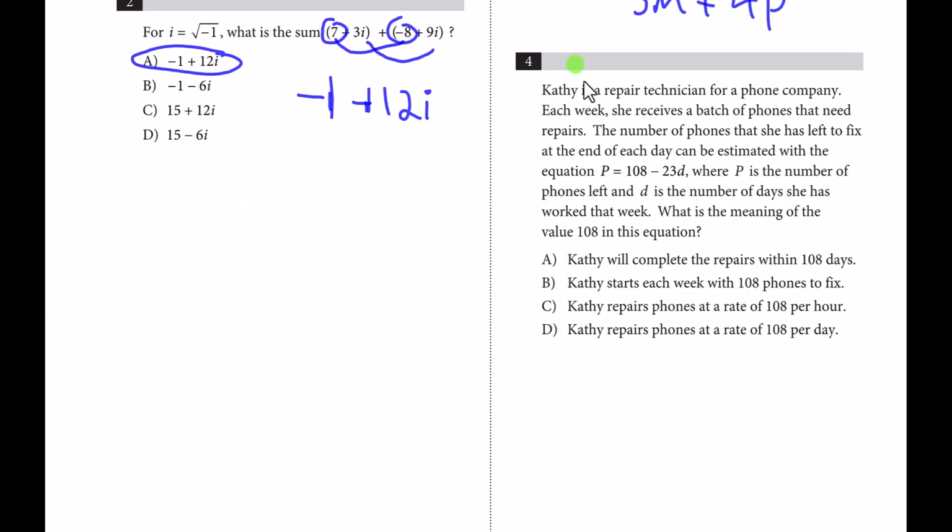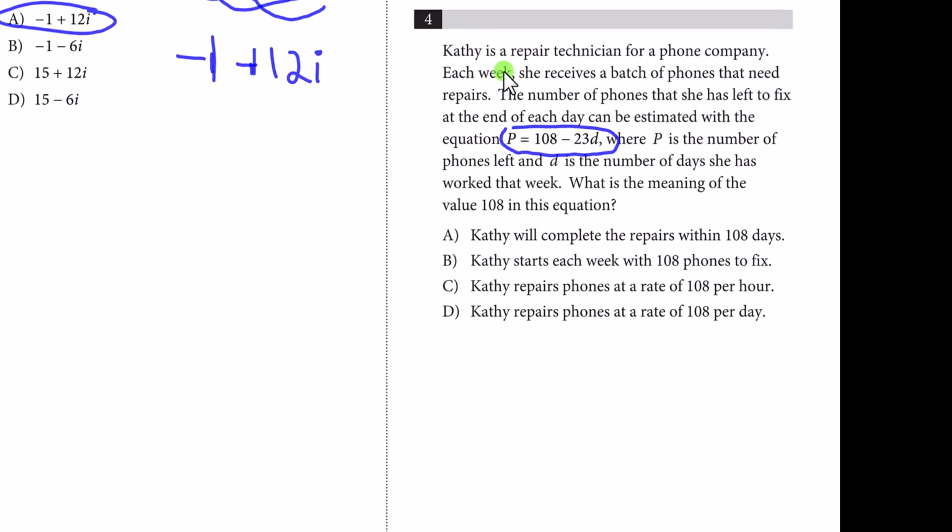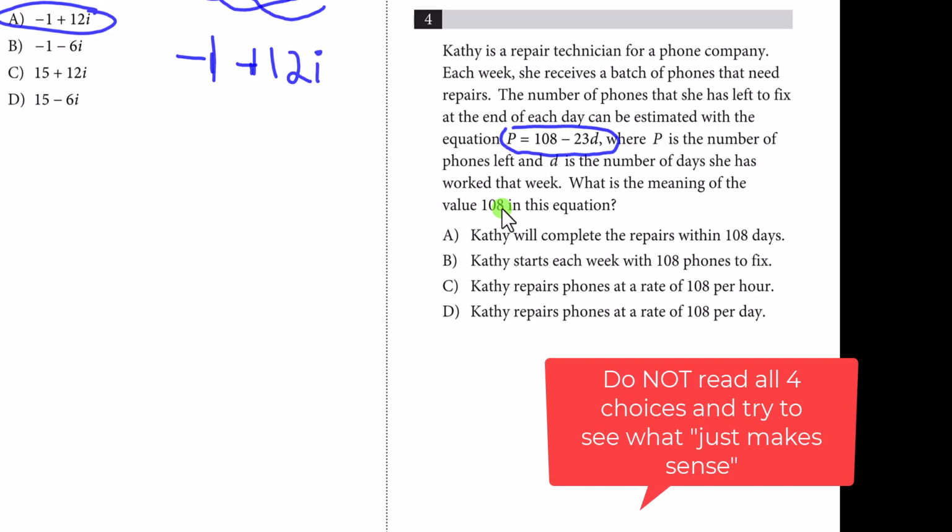Number 4. So Kathy's fixing phones here. Here's the equation. P is the number of phones left. d is the number of days. You want to really keep track of what these variables are because that's very, very important. Okay, so the question is asking, what is the meaning of the value of 108 in this equation? Do not read all 4 choices and try to reason it out because all the choices are going to sound pretty good. Okay, so you don't want to sit there and go reading through these and try to see what sounds like it makes sense.